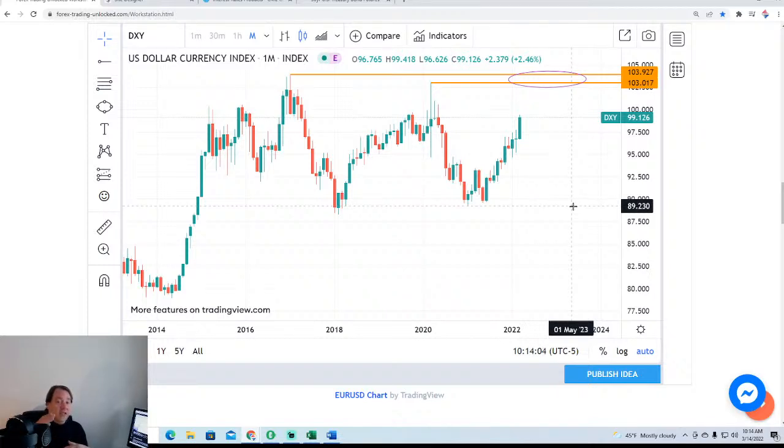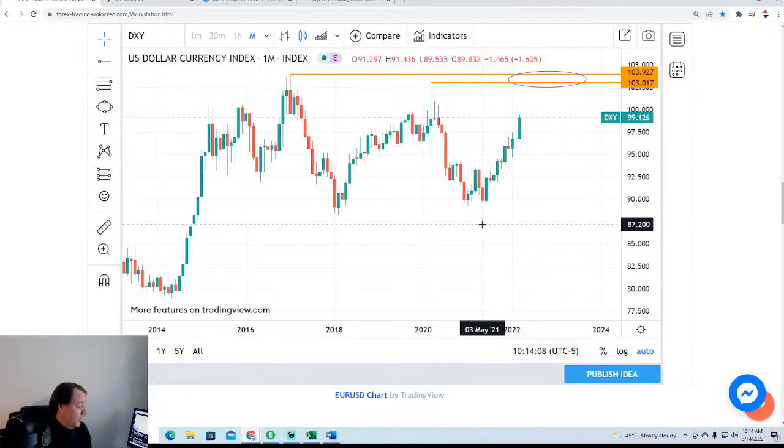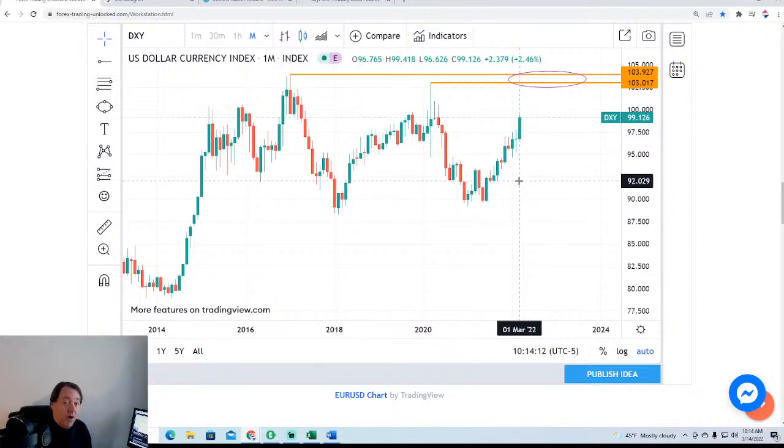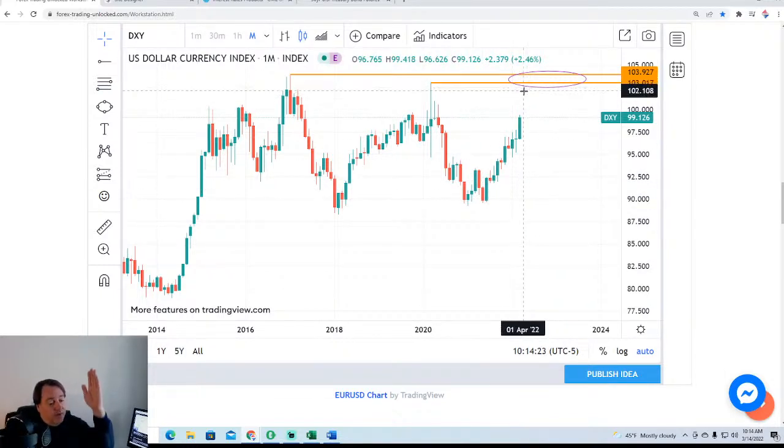this move that we've seen in the dollar's strength, as you can see on a monthly basis, we go back to May of 2021 up until March. This is a 10-month rally that's been going on. We have a little bit more room to the upside. The slope is very steep. As you go up, you're going to run out of gas and correct and come back down.